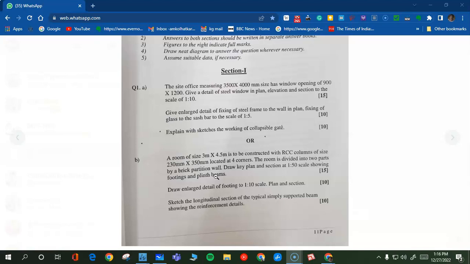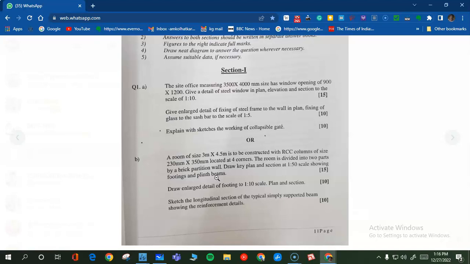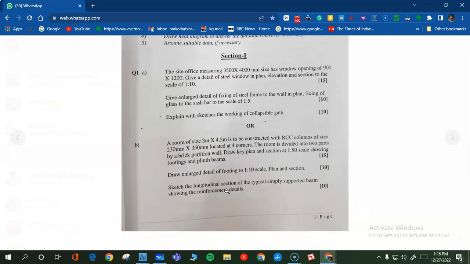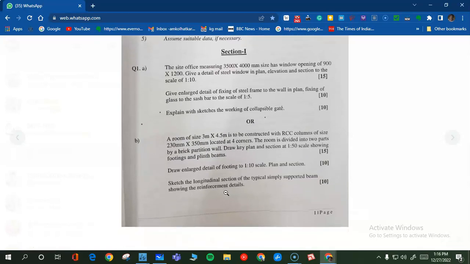They have not asked you to draw any types of doors or windows or anything. They have just said that the room has been divided into 2 parts. So it is not necessary to draw doors and windows in this case. You can just simply show the room with the walls. Then in the second part what they are expecting is that you should draw the footing.